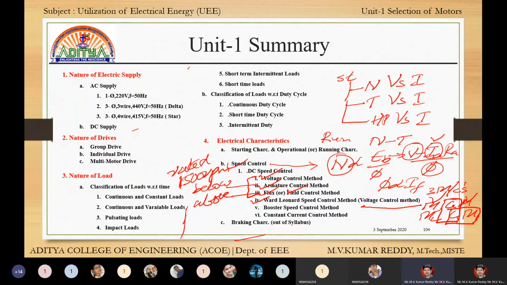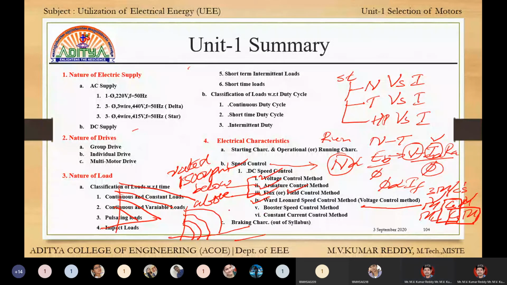In the constant current control method, we have almost equal speed torque characteristics. These are the speed torque characteristics. Ideal speed torque characteristics are straight lines. If it is a straight line, this is called ideal speed torque characteristics. It is almost equal to the ideal speed torque characteristics.